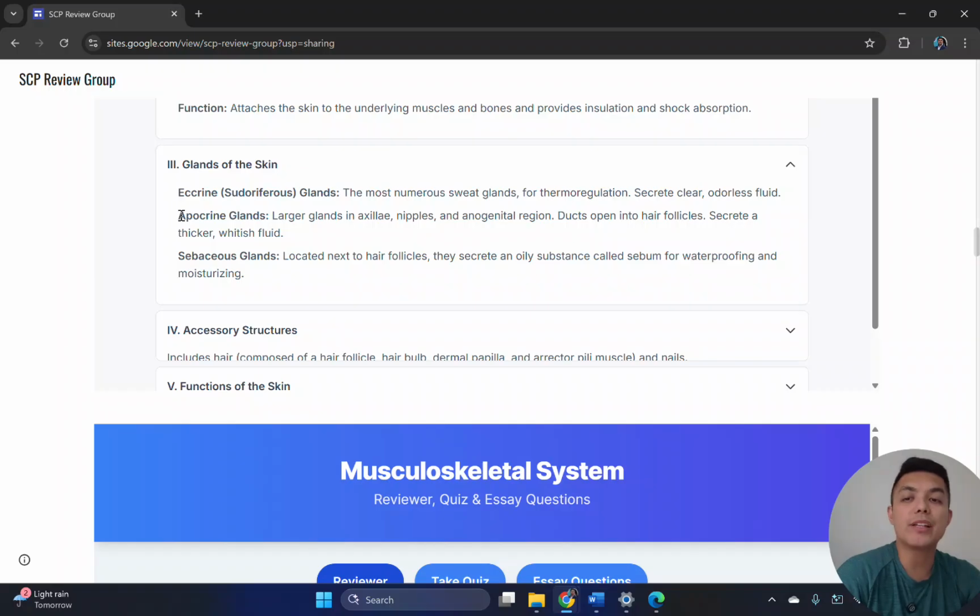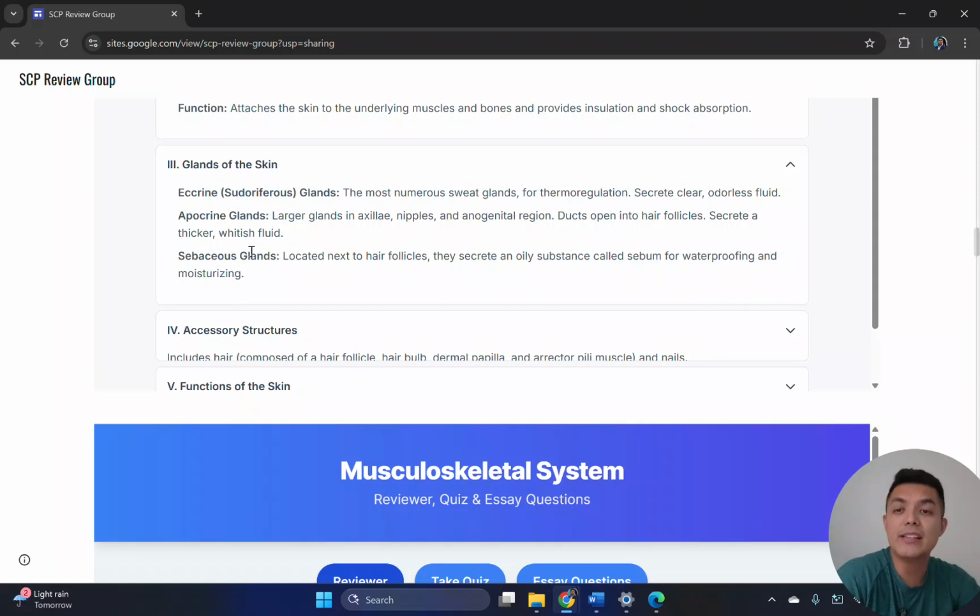Next are the apocrine glands. These are the larger glands in the axilla, nipples, and anogenital region. Their ducts open into hair follicles and secrete a thicker, whitish fluid. So these are your apocrine glands. If you have apo, in Filipino, apo is grandchild. So apo, it has whitish fluid, like the white hair of your grandma. So apocrine, it's the whitish fluid found in the axilla, nipples, and anogenital region.